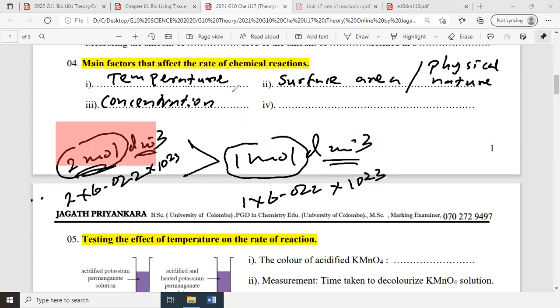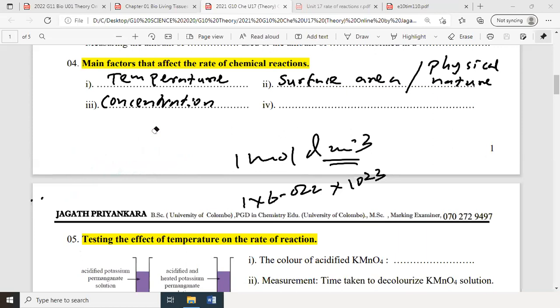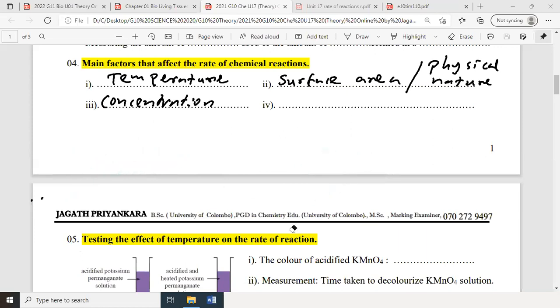When the temperature increases, the rate increases. When the surface area increases, the rate increases. Sometimes, instead of concentration, if gases are involved, we don't call it concentration. If gases are involved, then we use the term pressure.